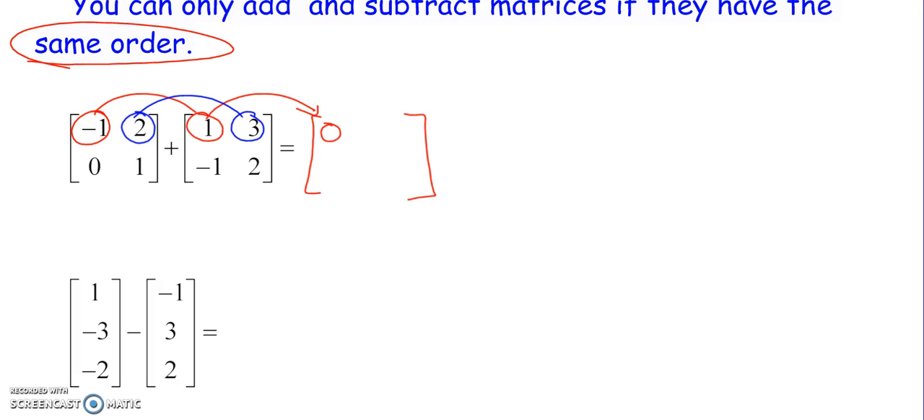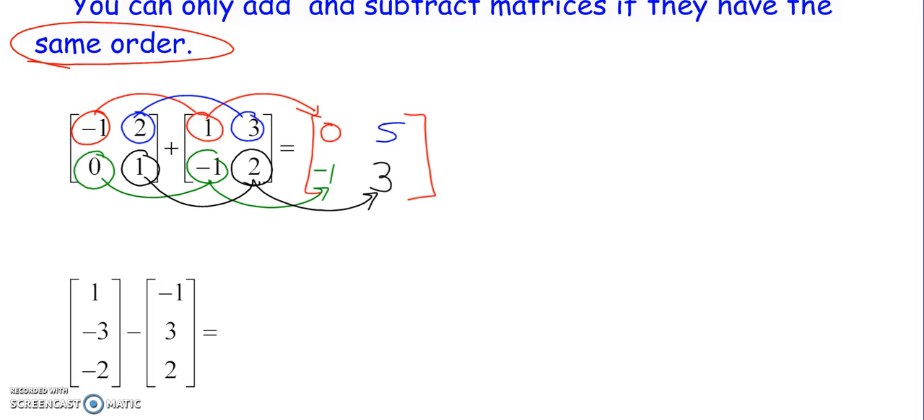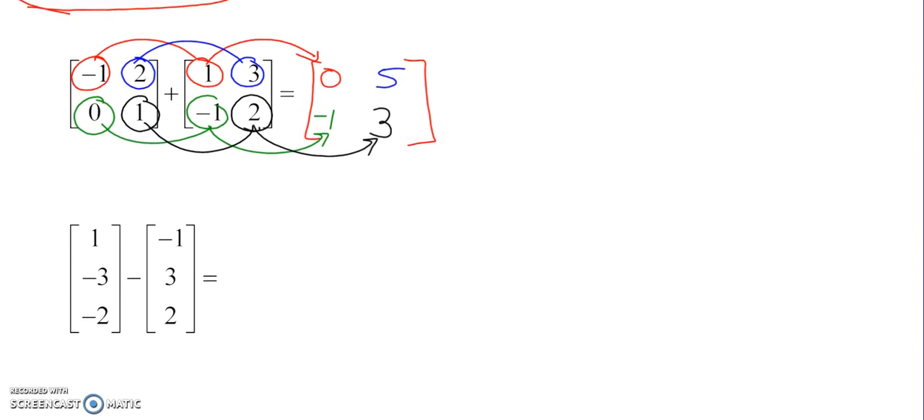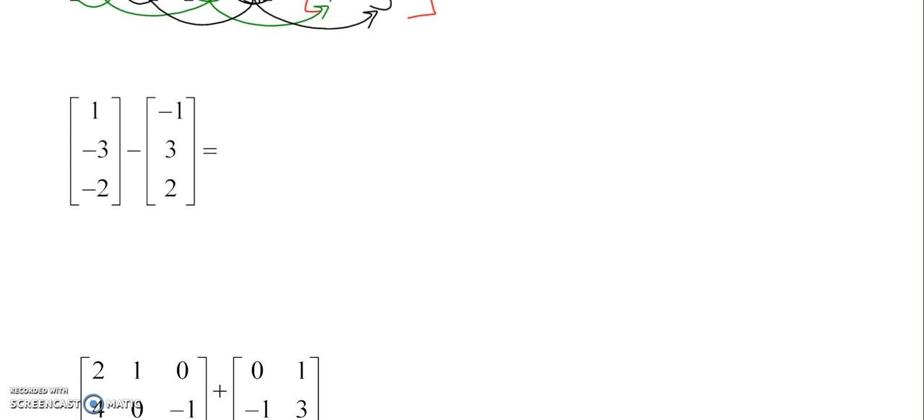2 plus 3, we add them, and the answer goes right here. Here we add 0 and -1, and the answer goes right here. And last but not least, we add 1 and 2, and the answer goes right there. So that's matrix addition. Matrix subtraction isn't much different.